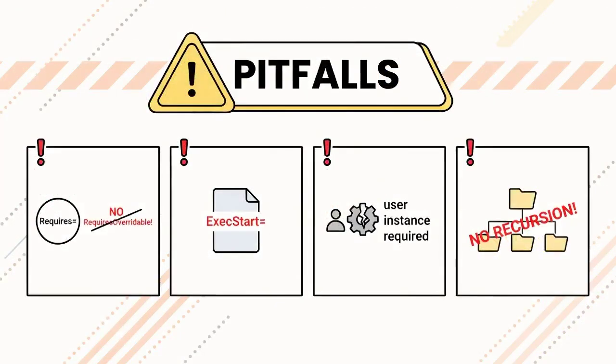Pitfalls bite the unwary. Requires= only, not the overridable variant. The target service must define ExecStart, or activation does nothing. User-level path units need a running systemd user instance. And recursive watching is not supported. You must list each file, or use a glob.